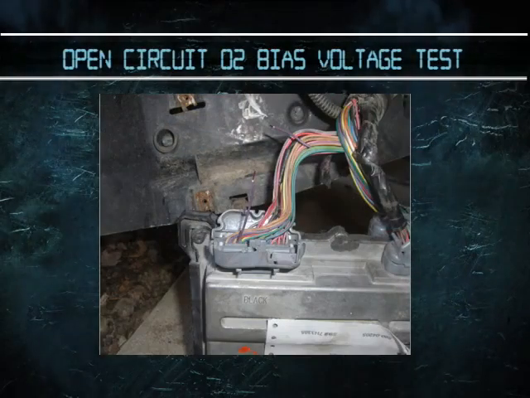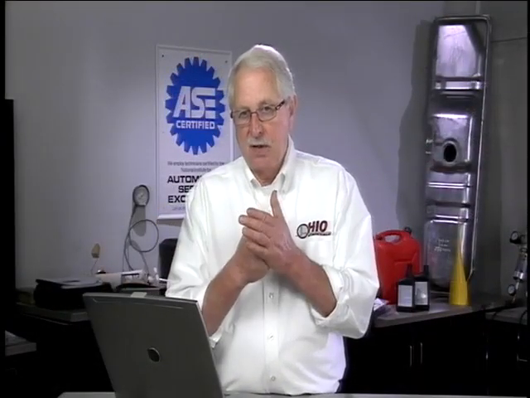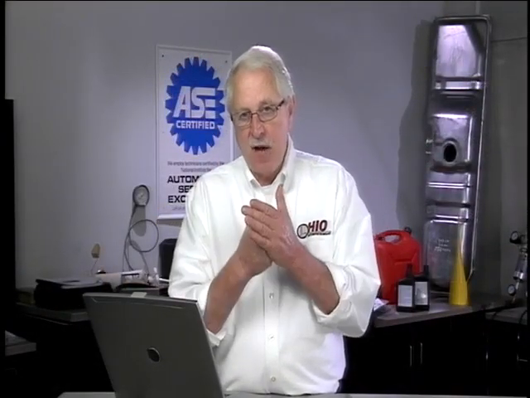So let's go down and actually see what kind of voltage we have on the O2 sensor signal wire. Just to remind you, many of the General Motors PCMs have what we call a 1 volt bias voltage for the O2 sensor circuit. With the O2 sensor plugged in, the loading effect of the O2 sensor pulls that 1 volt bias voltage down to about 450 millivolts.